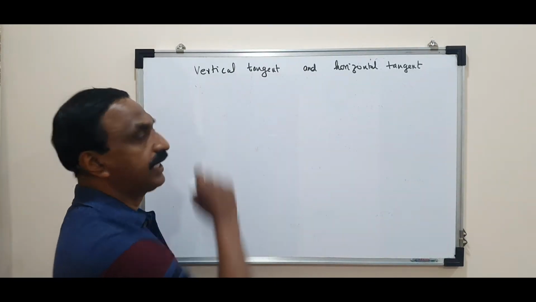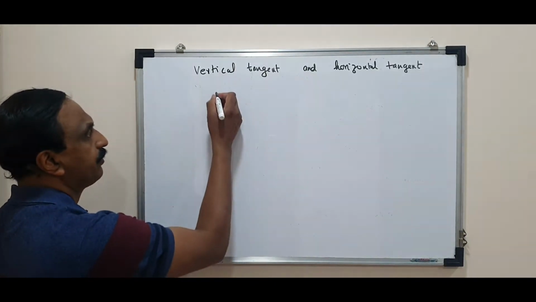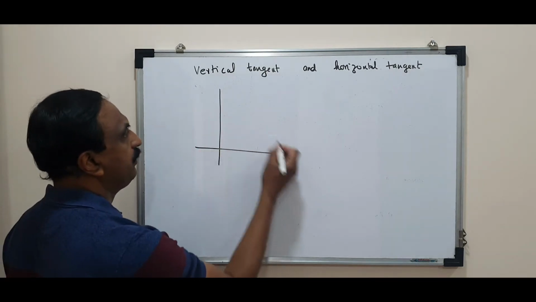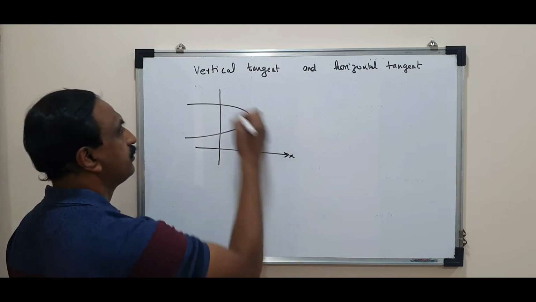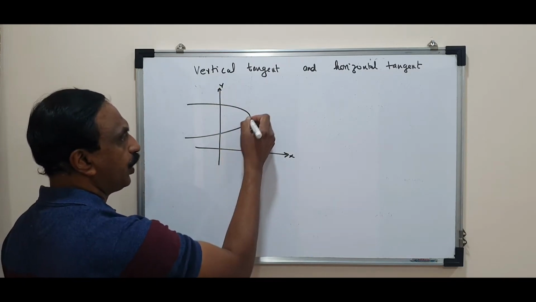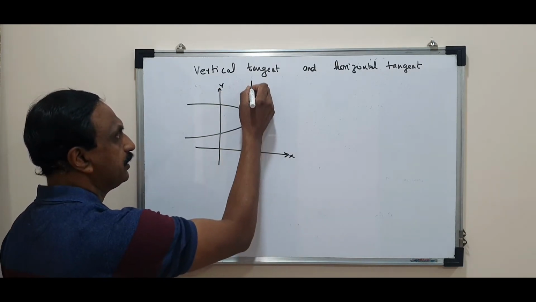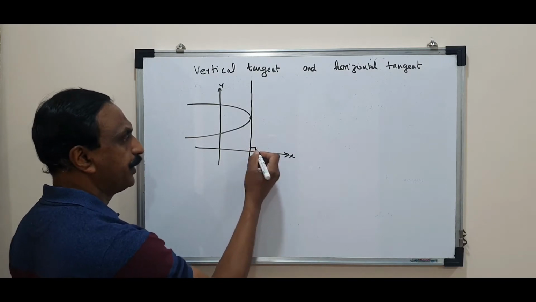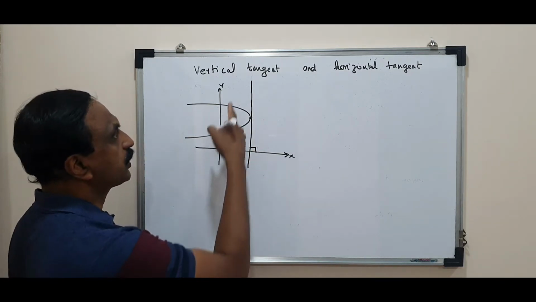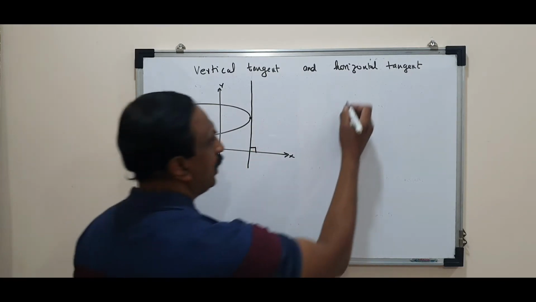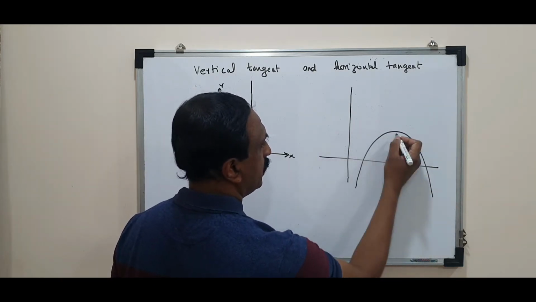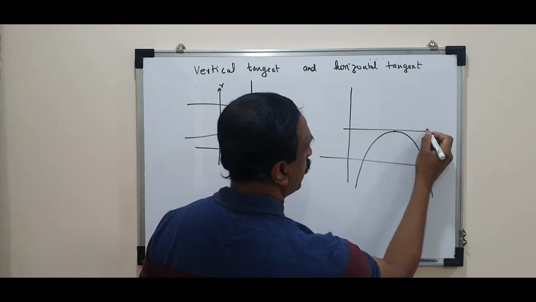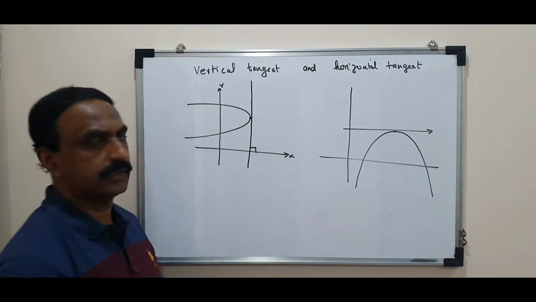Discuss about the vertical tangent and horizontal tangent. Imagine the curve is of this kind. This is the axis. If I draw a tangent at this point, the tangent is perpendicular to the x-axis. This is called a vertical tangent. A horizontal tangent can be imagined this way. If I draw a tangent at this point, this is called the horizontal tangent.